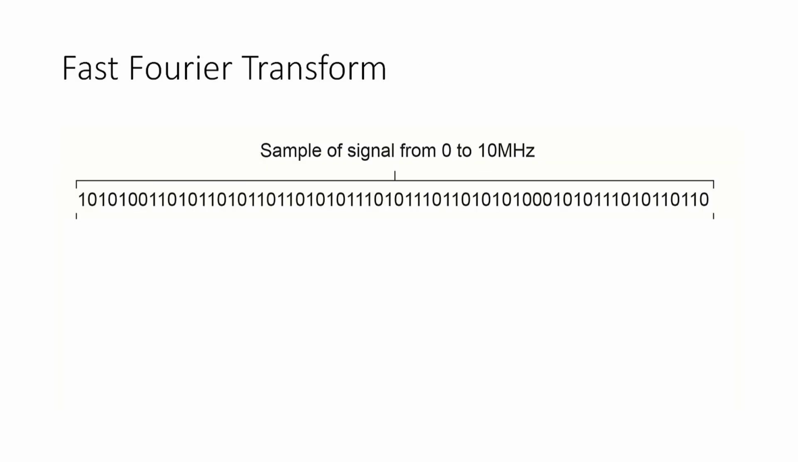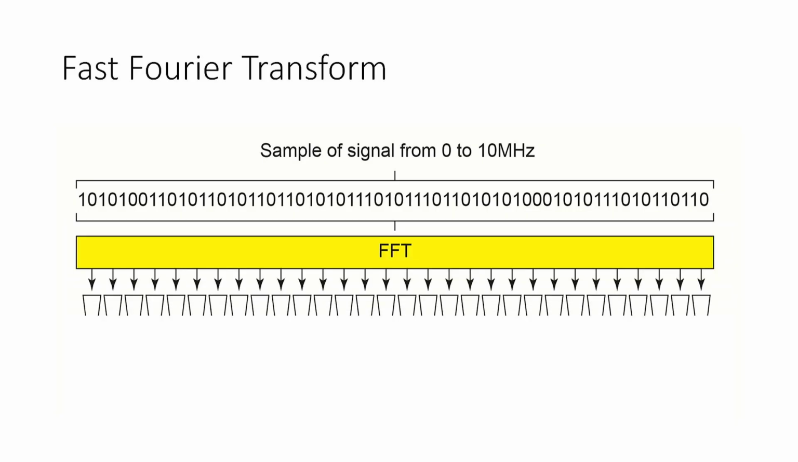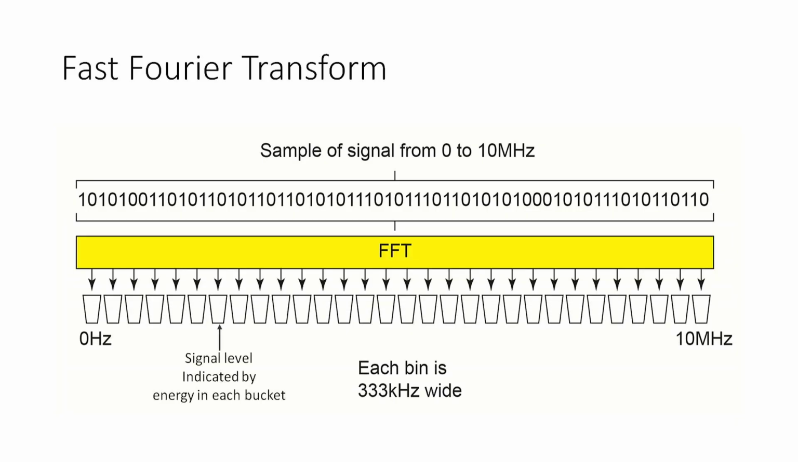And the way it works is like this. It takes a sample of a signal, which is just a whole load of ones and zeros. It then puts it through an FFT, which is a computer algorithm, and the output gets put into these separate bins, showing the amount of power in each one. Now those bins in this case are 330 kilohertz wide, and the signal level is indicated by the amount of signal that gets allocated to those bins.